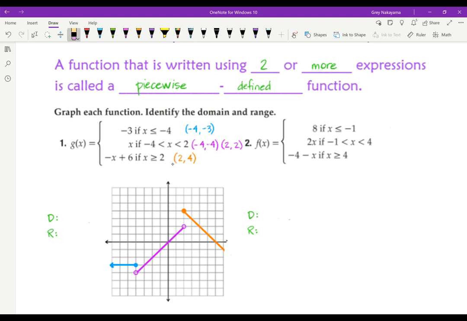And then when you go to the last one, 2, 4, we plotted that point. And then I clearly left my arrow off or it got erased. Okay, but that should have an arrow on it because it goes on forever and ever.